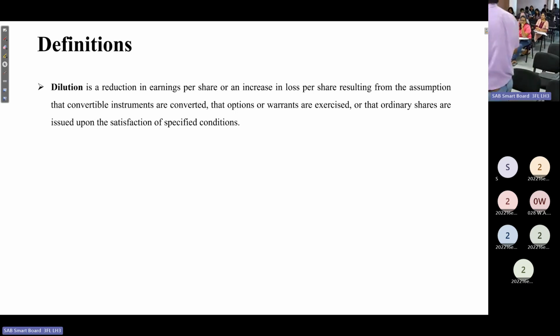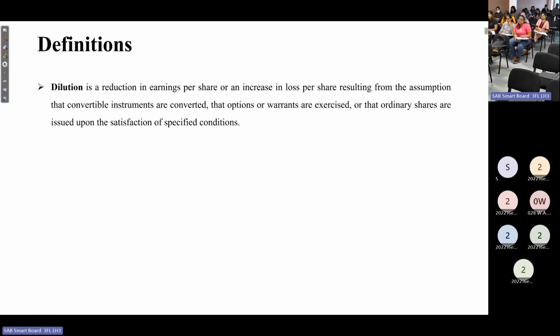Warrants exercise. Specified conditions. There are some agreements. If some conditions are satisfied, ordinary shares will be issued. There can be such situations. That is potential. So potential ordinary shares activate: convertible instruments, options, warrants, and ordinary shares issued upon the satisfaction of specified conditions. Those are the three examples for potential ordinary shares.